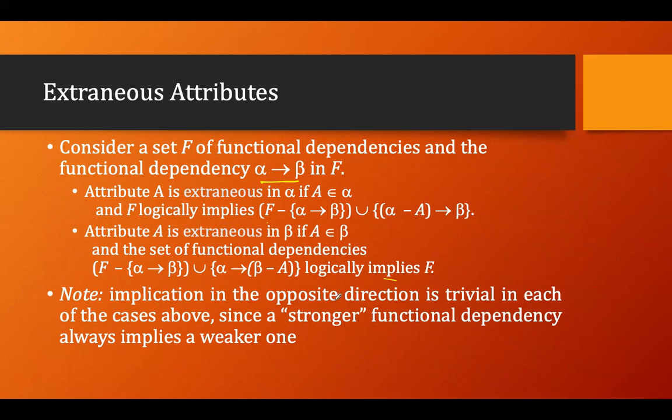Implication in the opposite direction is trivial in each of the cases above, since a stronger functional dependency always implies a weaker one. So it wants to say that we have to find out the stronger functional dependencies, because with the help of a functional dependency we can find out more functional dependencies, as we have seen with the different inference rules, right?